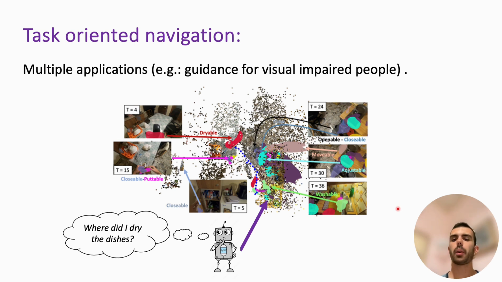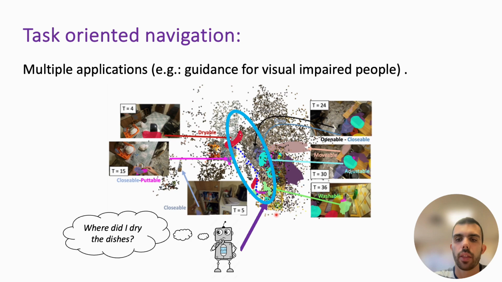Finally, since we have a map, we can guide the agent to the places it visited in the past, performing a task-oriented navigation. For example, at this time step, at the end of the sequence, when the agent has finished washing the dishes, he remembers where he dried them in the past. In this proof of concept, the agent is able to navigate to the activity-centric region from point A to B, as this path shows. This could have multiple applications, like aiding visually impaired people.